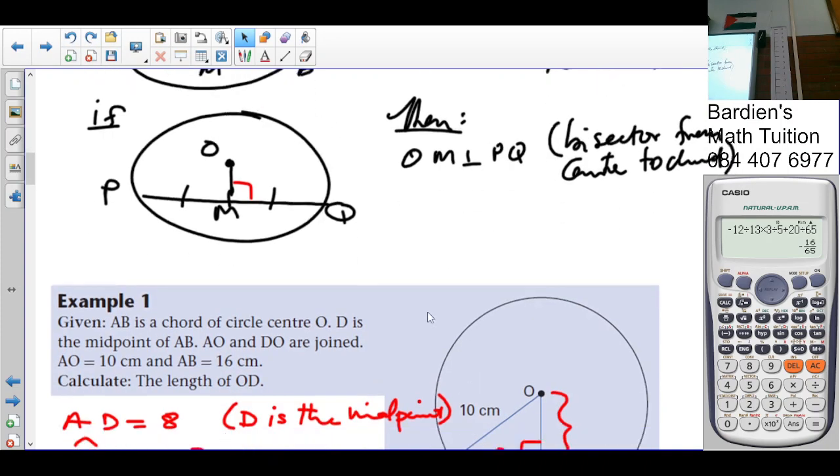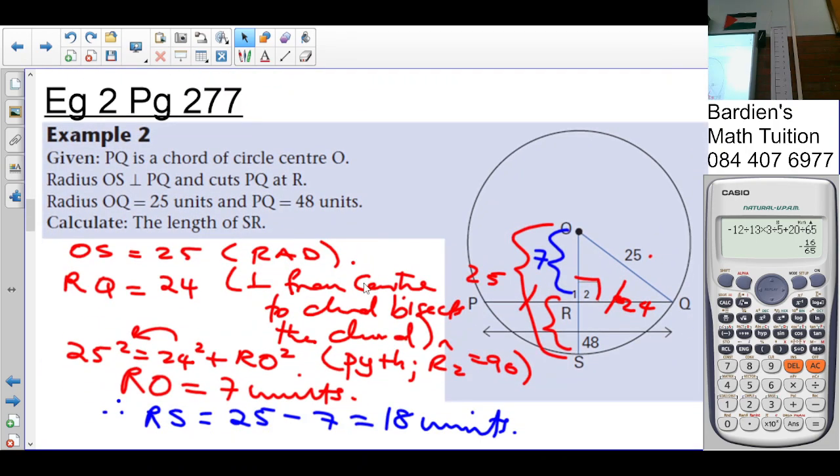Bisector means, to say, cut in half. Bisector from center to chord is perpendicular to the chord.